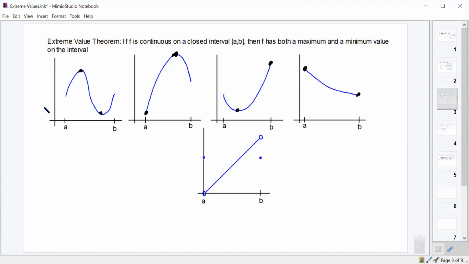All right, what about this bottom one down here? Does this have an absolute max and an absolute min? Yes, but are they the same value? No. I mean, well, let's see. You know what I mean.